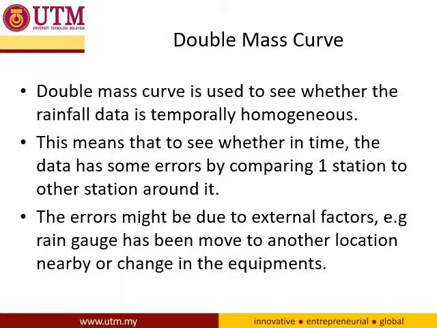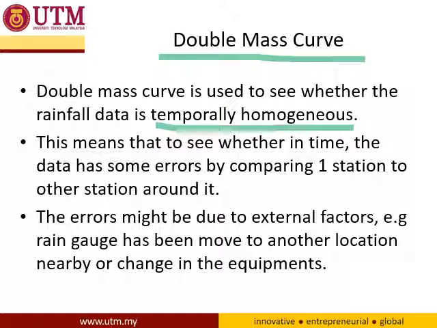So you know about the mass curve, you know the residual mass curve. Now you can also do a double mass curve. What the double mass curve does is it is used to see whether the rainfall data is temporally homogeneous, meaning according to time. According to time, is it homogeneous? Homogeneous means it's the same, or there is some break or error. That is what we call temporally homogeneous across time.